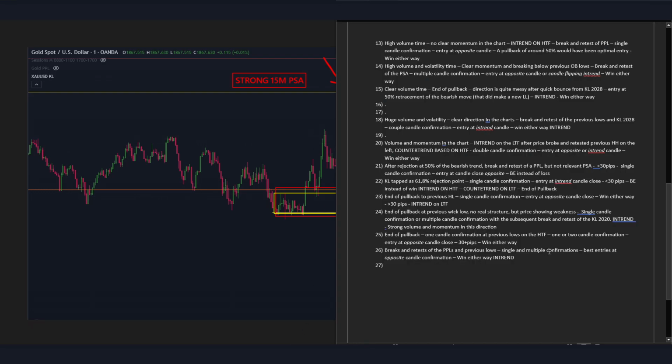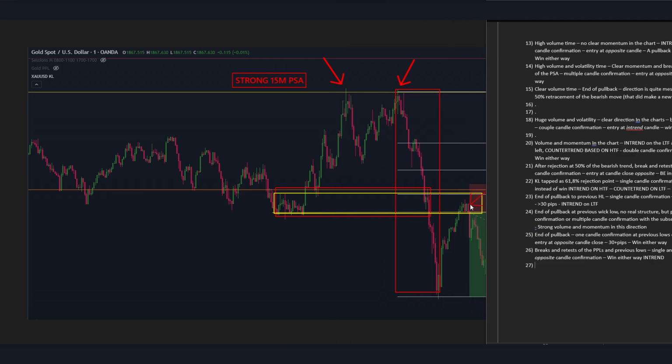So what I will do is say, okay, my main entry was over there. It's a break and retest of the key level after seeing a strong 15-minute PSA double top, strong momentum, and expecting price to break below the key level aggressively. Entry planned at a retest of the key level or previous order block lows on the left.